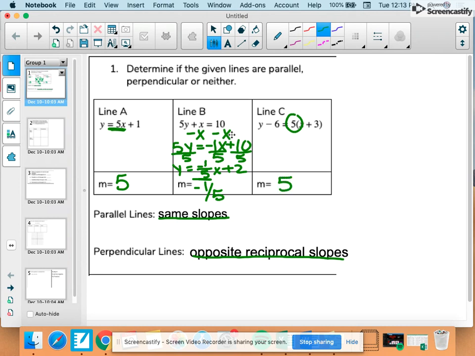Then line C is in point-slope form, so the slope is 5. Now we're trying to pick the two lines that have the same slope. A and C have a slope of 5, so same sign, same number. Opposite reciprocals: remember, opposite is opposite sign, so one's positive, one's negative, and reciprocal means the flipped fraction. Remember that 5 is technically over 1, so if we flip that, we get 1 over 5. That makes A and B perpendicular, and also B and C are perpendicular.